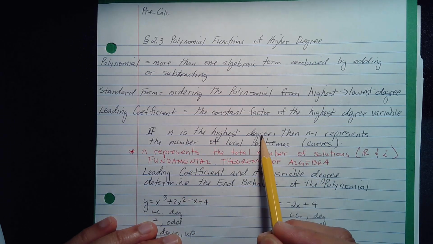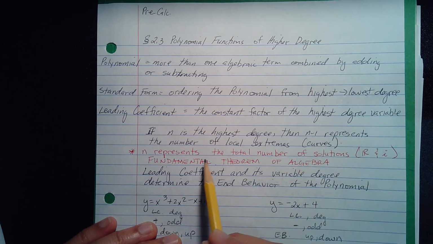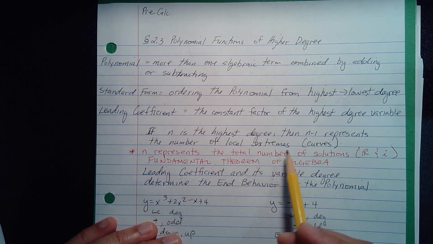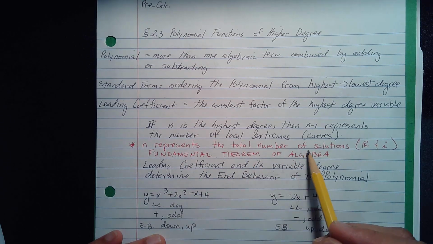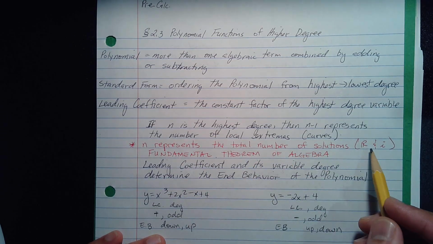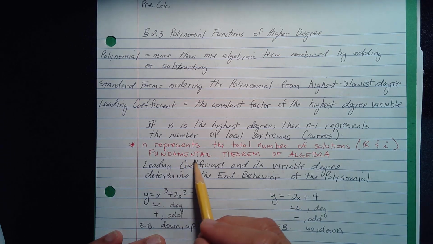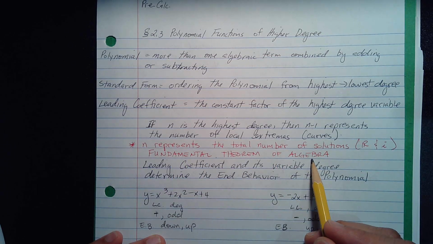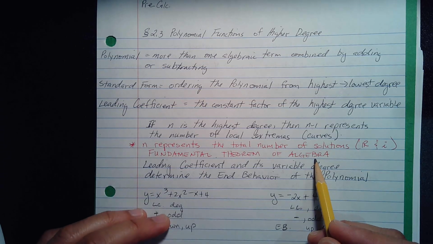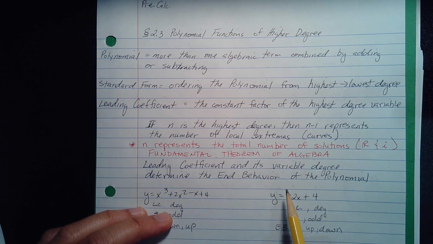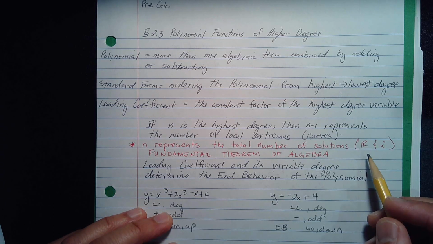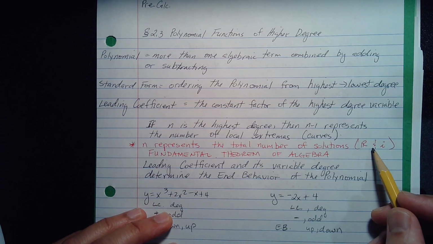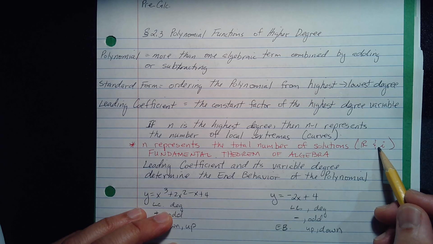If n is the highest degree, then n minus 1 represents the number of local extremas, meaning curves. N also represents the total number of solutions, whether real or imaginary, and this is what you call the fundamental theorem of algebra. So for example, if the highest degree is 4, you will have 4 possible solutions. They could be real and imaginary. If the highest degree is 3, you'll have 3 possible solutions, which could be all real or real and imaginary.